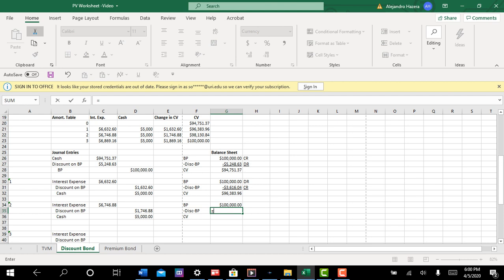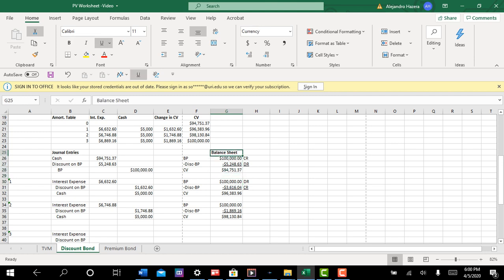The discount on the bond payable is last year's discount plus the discount you wrote off this year. So that's a lesser discount. Notice that your discount is going down, so your carrying value is going up, and then your carrying value this year is going to be 100,000 minus 1,869.16, which gives you 98,130.84, which is equal to the carrying value on your amortization table.